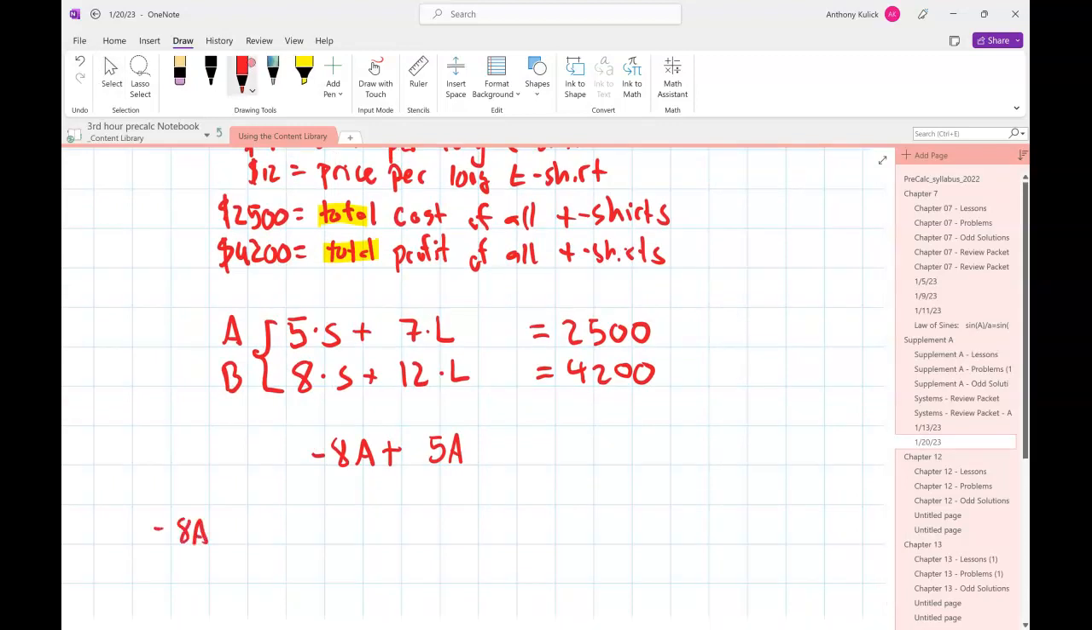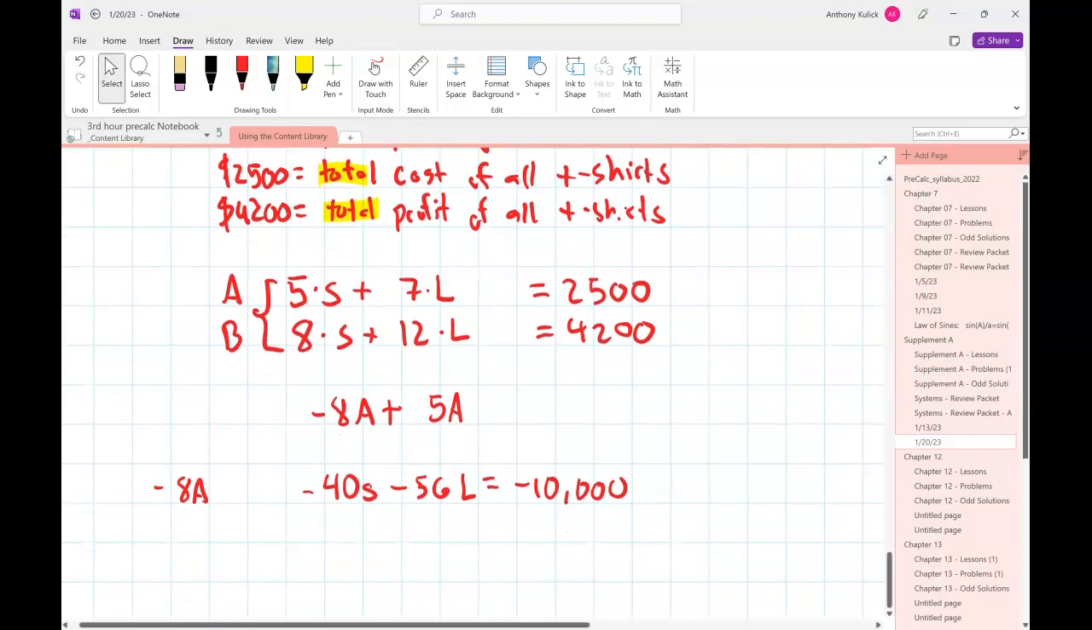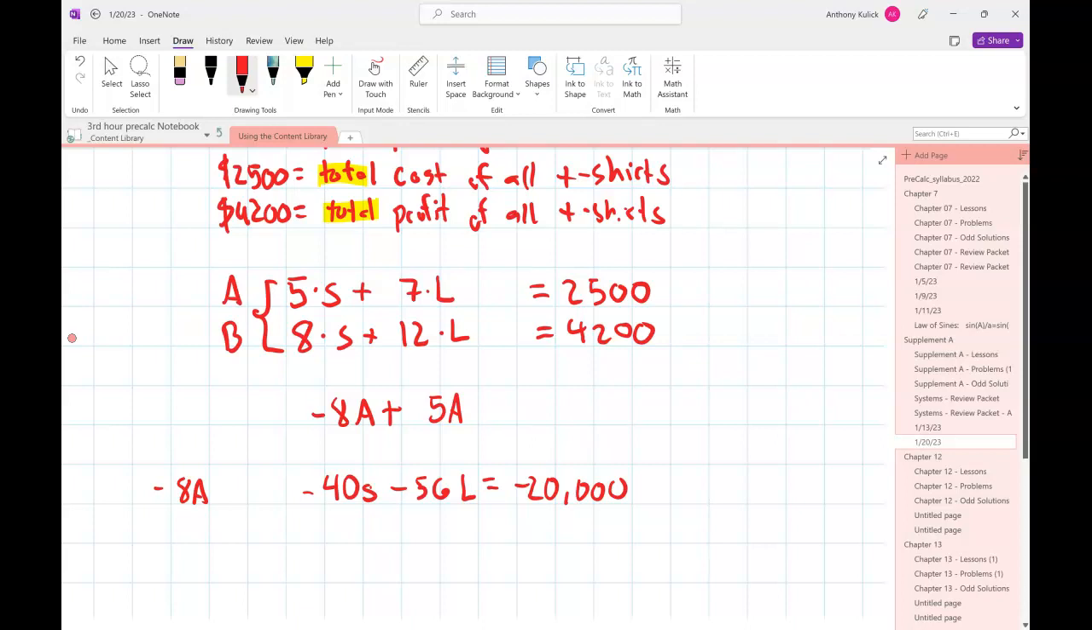All right. So negative 8a is going to be negative 40s plus, well, let's just write minus 56l is equal to negative 10,000, I think. No, 20,000. Right? 4 times 25 is 100. Yeah. And we did that twice because it's times 8. All right. You should use your calculator, though. There's no reason not to.